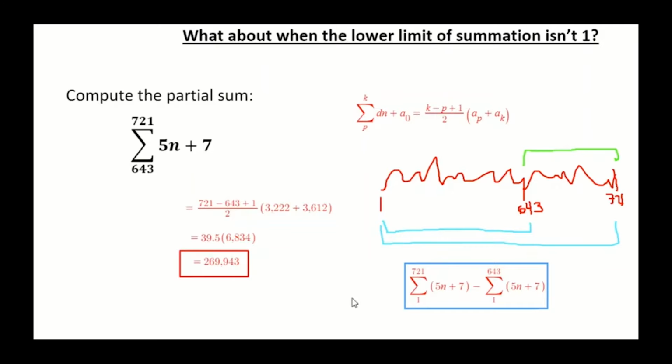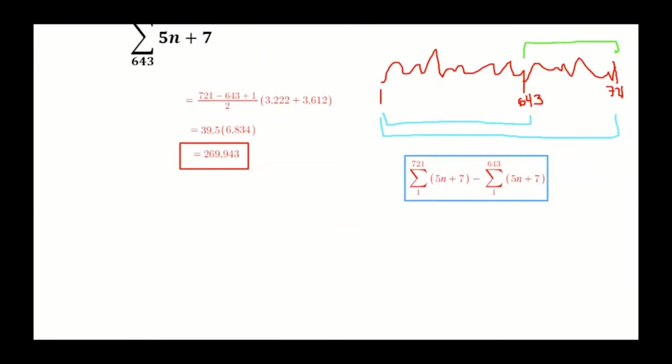So anyway, we can calculate these separately. Let me scroll up just a little bit here to give me a little bit more room.